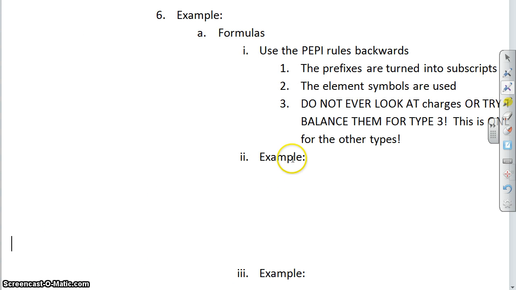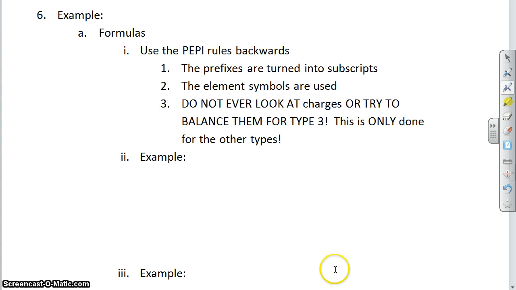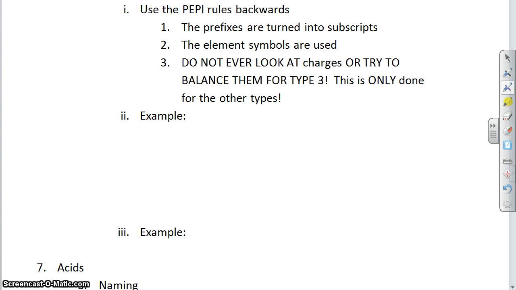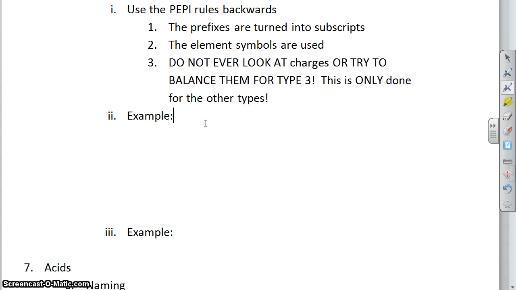So let's do a couple of examples of type 3s where we have names and we want to write formulas. Well, how's about carbon tetrachloride? We'll do carbon tetrachloride. And how about trisulfur decanitride. Okay, let's try trisulfur decanitride. So let's do those.